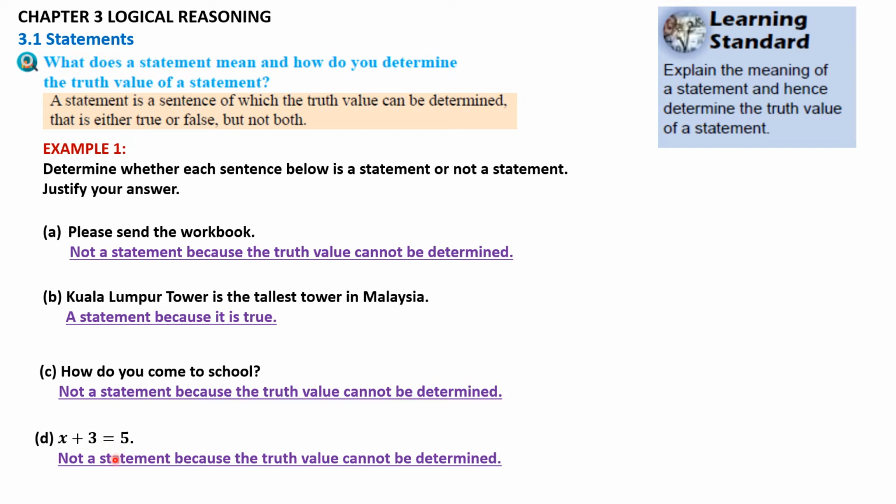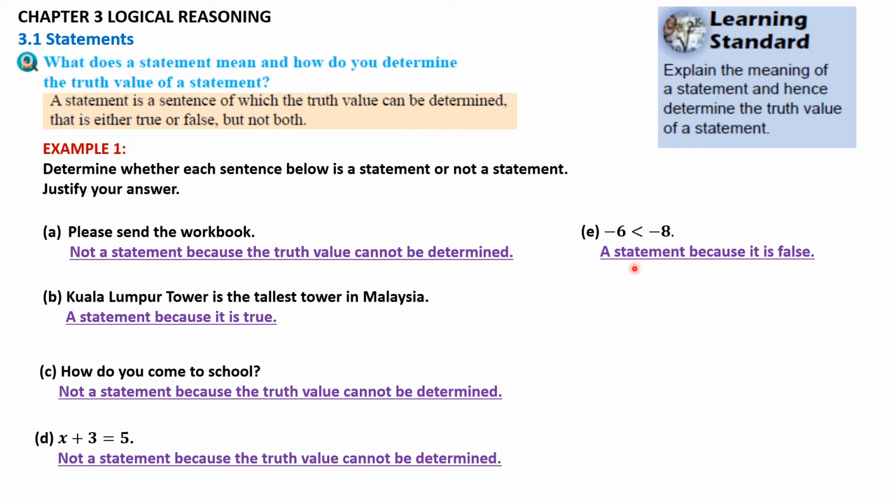Now we look at question D. X plus 3 equal to 5. This one also is not a statement because the truth value cannot be determined. How do I say like this? Because we look at X, unknown there. X can be any number. X can be 0, can be 1, can be 2, 3, and so on. So that means for X plus 3, we have a lot of answers. We don't have any true or false answer. So this one is not a statement because the truth value cannot be determined.